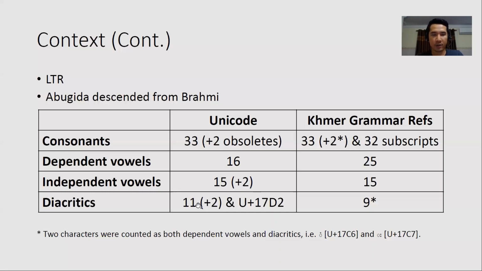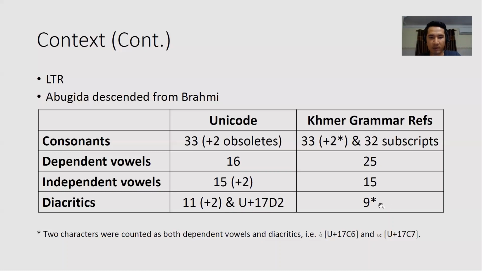Diacritics, according to Unicode. So a diacritic could also be called a sign, according to Unicode. There are 11 according to Unicode and 2 obsolete, plus this one, which is also considered a sign in the Unicode Standard. 17D2 is the most used character in the language, but it isn't mentioned in the Khmer grammar book, because 17D2 is a subscript marker, or a coeng marker, which can be used to combine with a consonant to create these 32 subscripts.